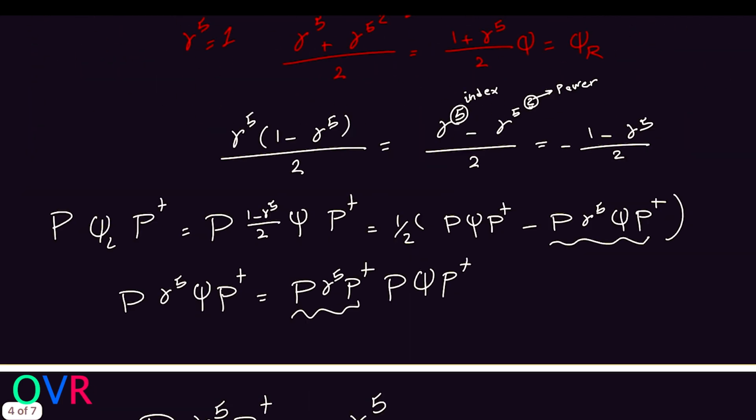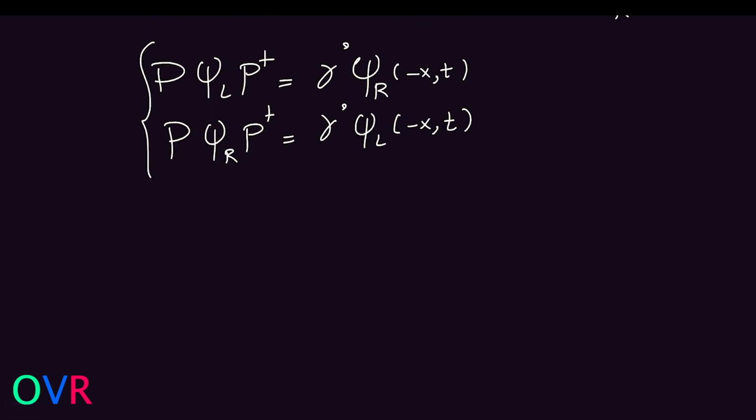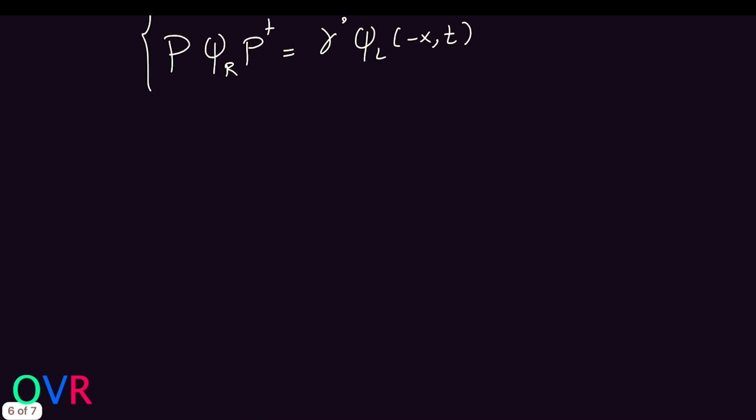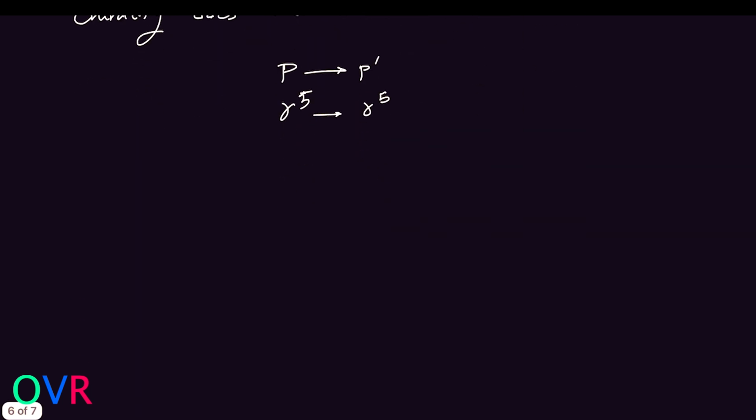Okay, now let's go to the other transformations. Now we know how, for example, right-handed and left-handedness are converted to each other. I want to say that chirality does not change with boost. What does it mean? It means if I take the frame of reference which has the momentum p, and I take it to a frame of reference which has the momentum p prime, gamma 5 is the same gamma 5. It's just algebra. So gamma 5 is not a function of boost. So chirality is intrinsic. It's not changed by the frame of reference.